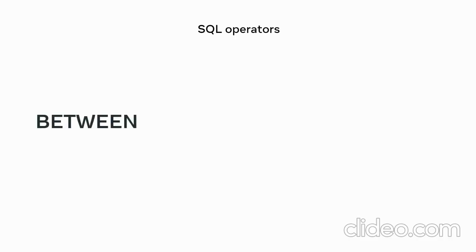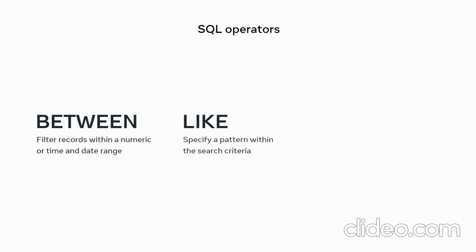With the between operator, you can filter records within a specific numeric or time and date range. The like operator is used to specify a pattern in the where clause filter criteria. And the in operator is used to specify multiple possible values for a column.